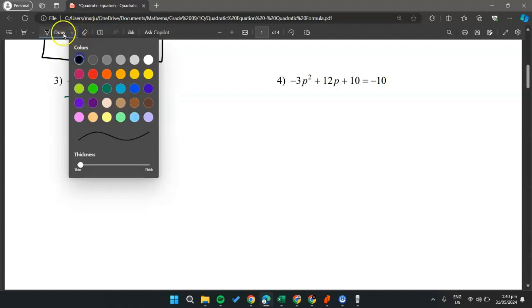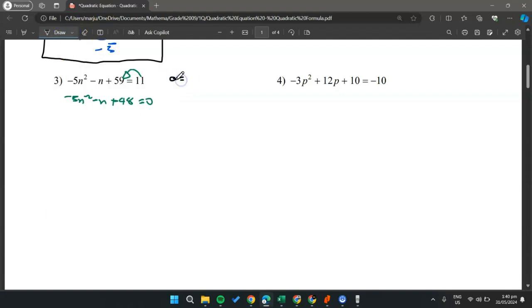So this will now be our new equation. Our A is still negative 5, our B is still negative 1, but our C is a positive 48. And then we are going to make use of the quadratic formula.